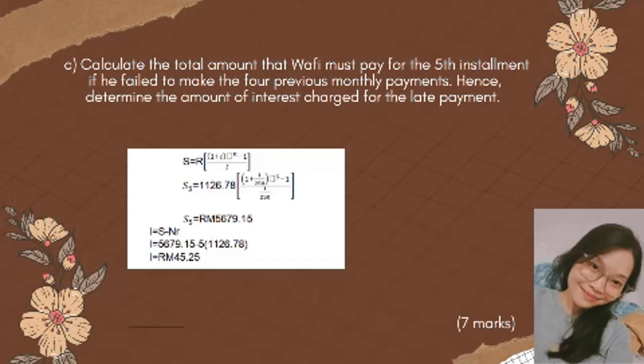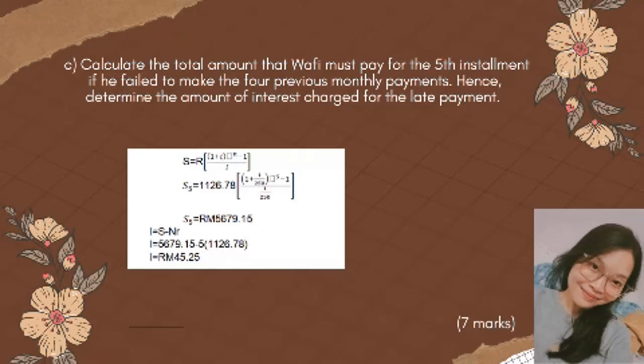2C. Calculate the total amount that Wafi must pay for the 5th installment if he failed to make the 4 previous monthly payments, and determine the amount of interest charged for the late payment. R equal to 1,126 and 78 cents. i equal to 1 over 250, n equal to 5, and S equal to 5,679 and 15. The formula is S equal to R[(1 + i)^n - 1] over i. We put everything into the formula and the answer is RM5,679 and 15 cents.